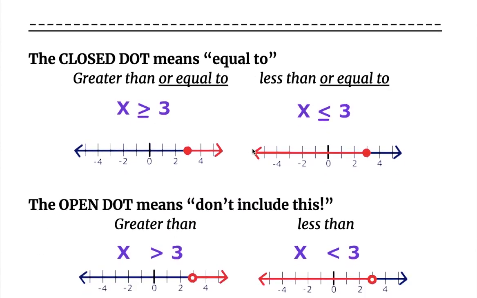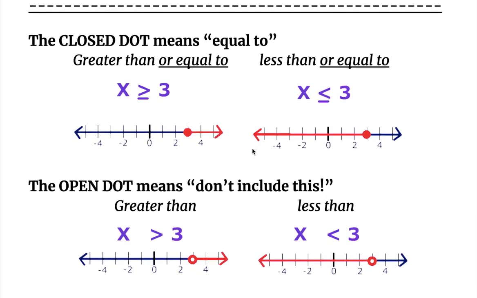So it's important for us to start off with a review of our inequalities. Remember that the closed dot means that it's equal to, so that will include that number that you're talking about, whether it's greater than or equal to, or less than or equal to. That number that's in the inequality is included because it could be equal to that number. Open dot means that you're not including that number. So you're only talking about numbers that are greater than or less than, but you're skipping over that number.